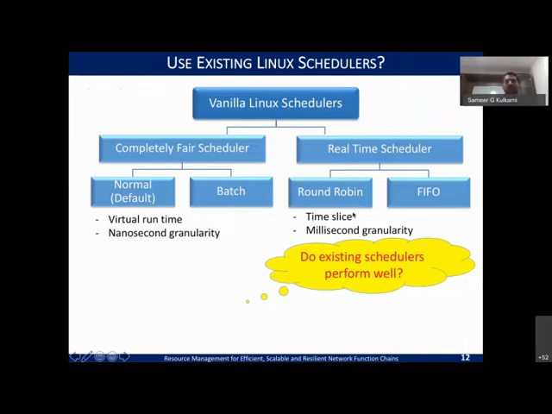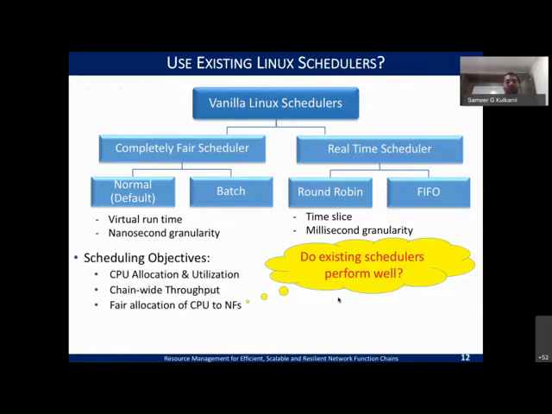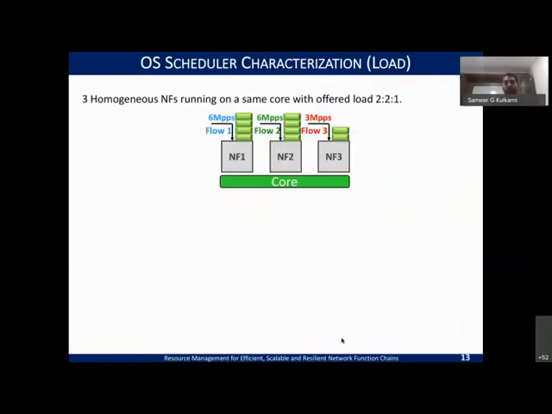So our question now is, given these classes of schedulers and these different modes, how do they fare for NFV workloads, right? The key objectives for us here are the CPU allocation and utilization they are doing, the chain-wide throughput that they are able to achieve, and the fair allocation of CPUs for the different network functions that are going to be deployed.